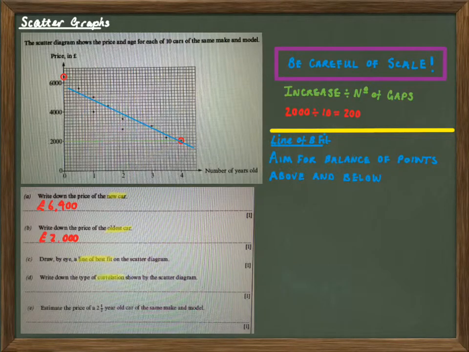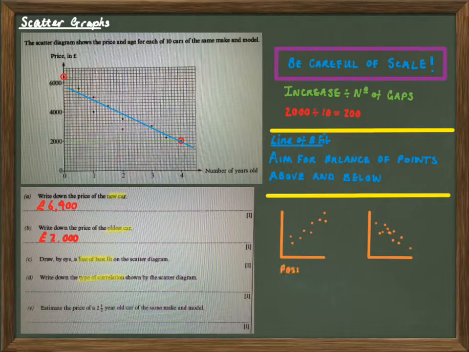Next bit, write down the type of correlation. There's 2 types of correlation you need to know. One is positive, one is negative. This is just looking at patterns. If it slopes up from left to right and it goes upwards, it's a positive correlation. And if it slopes down from left to right, it's a negative correlation. So you can see this one slopes down from left to right, so it happens to be a negative correlation. There's also no correlation where the points are just randomly dotted about, but you don't really tend to see that in foundation papers.